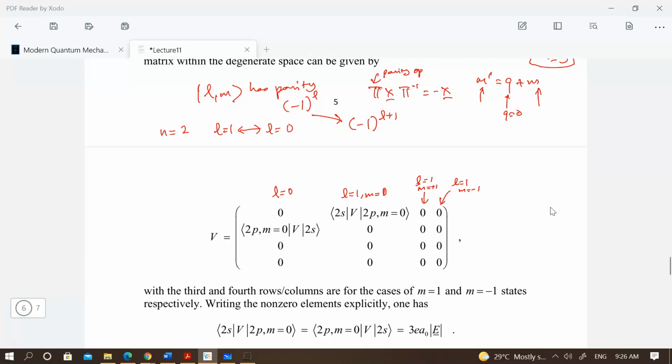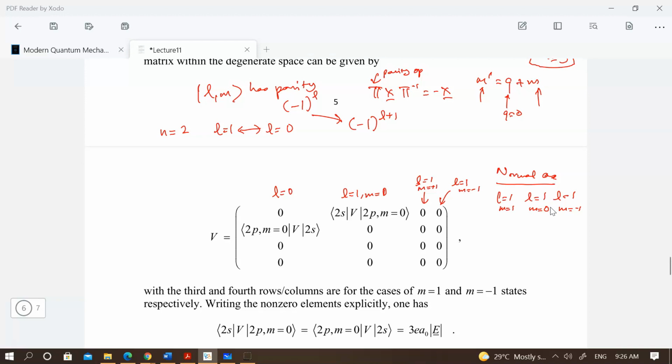Now, why are we doing this? Usually the normal convention is to write something like this: L equals 1, M equals 1, L equals 1. This is the normal case. Then you have M equals 0 in the middle, then L equals 1, M equals minus 1. This is the normal way we arrange your matrix elements.